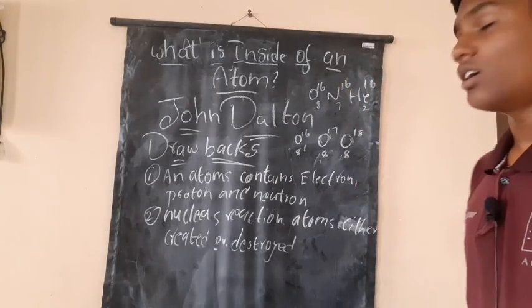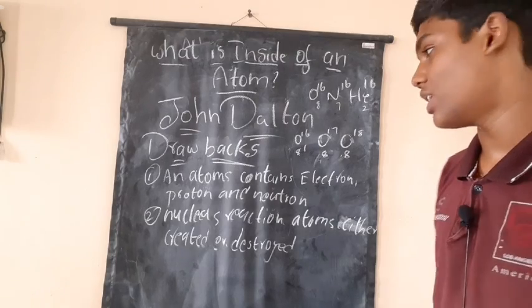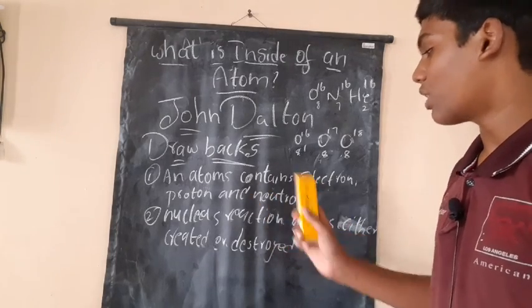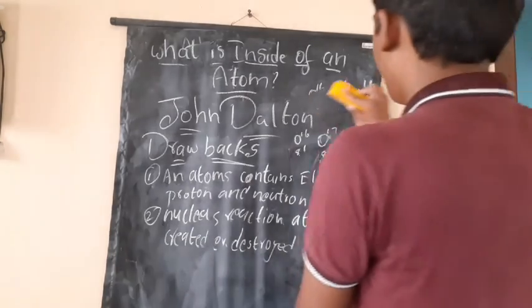Now let us see our fundamental particles present in an atom, which are called subatomic particles. We discussed electron, proton and neutron. Let's discuss briefly the three subatomic particles.